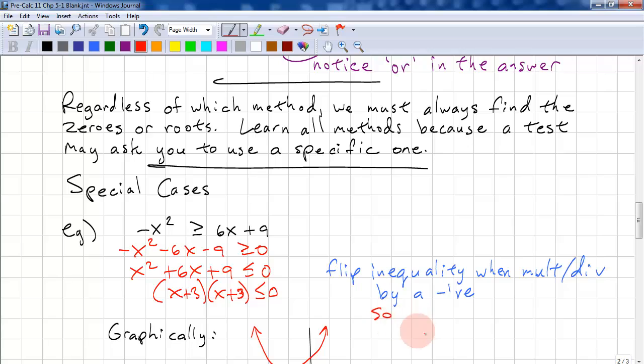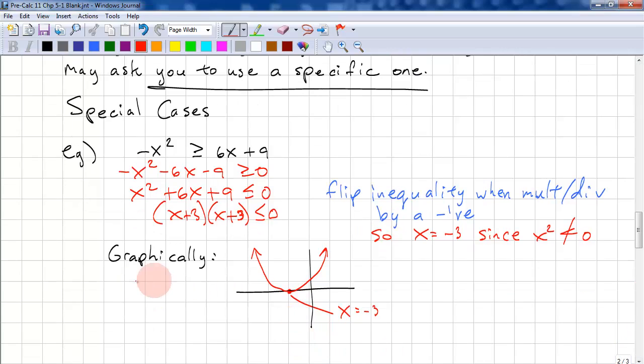So our answer is x equals -3, since x squared is not less than 0. Okay, graphically it looks like this. So x plus 3 times x plus 3 can equal 0, but it can't be less than 0. And it's 0 when x equals negative 3. It's the only y that is less than or equal to 0.